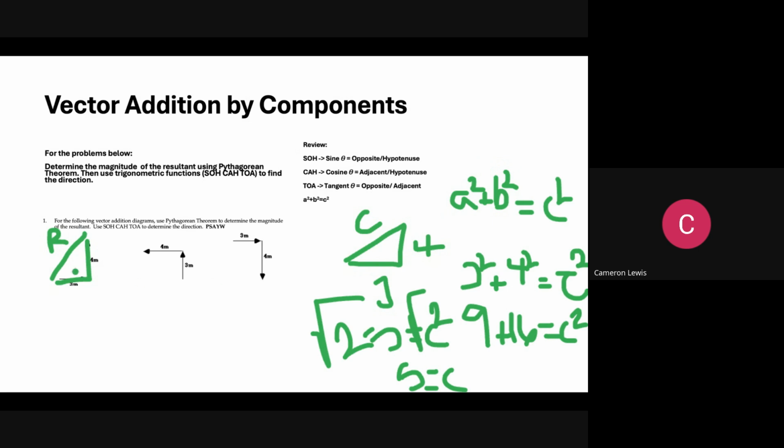Therefore, my resultant R, its magnitude, is now equal to 5. So if I rewrite my triangle, I now have 5, 3, and 4. My resultant is 5, and my opposite and adjacent are 3 and 4. So now I know my resultant is 5. Now, with me knowing this, I want to find out the direction, which means I need to find out the angle.